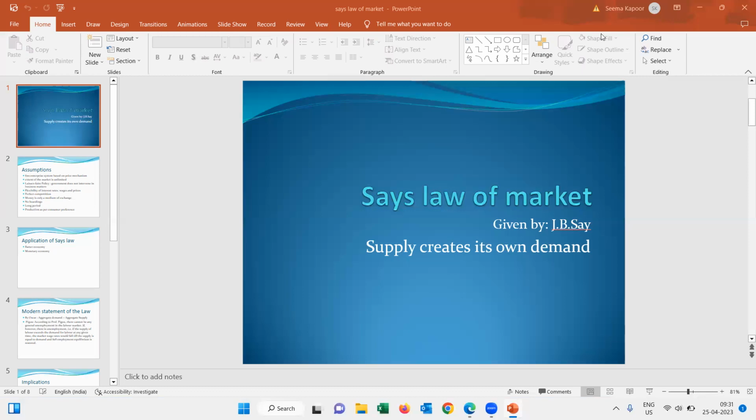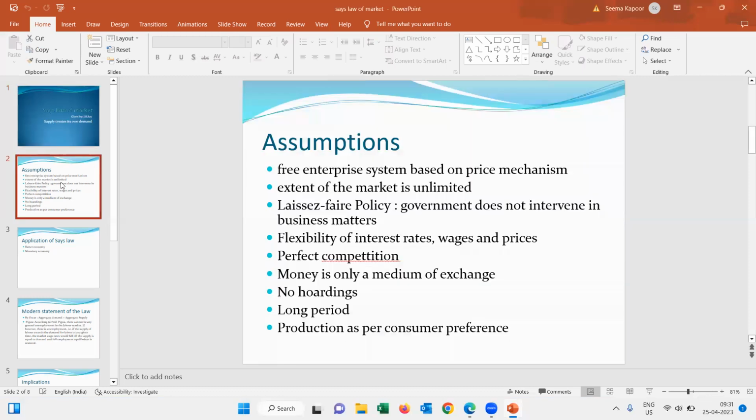This law is based upon some assumptions. An important assumption is that in the economy, price mechanism operates. There is a free enterprise system based upon price mechanism. That means there is complete role of demand force and supply force in the economic system. The extent of the market is unlimited. That means whatever goods will be produced will be consumed. In other words, if there is unlimited supply of labor and capital, then there will be unlimited level of production and the extent of the market will be unlimited.